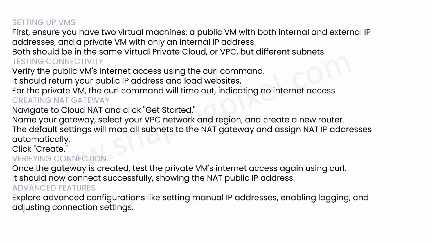Navigate to Cloud NAT and click Get Started. Name your gateway, select your VPC network and region, and create a new router. The default settings will map all subnets to the NAT gateway and assign NAT IP addresses automatically. Click Create. Once the gateway is created, test the private VM's internet access again using curl. It should now connect successfully, showing the NAT public IP address.